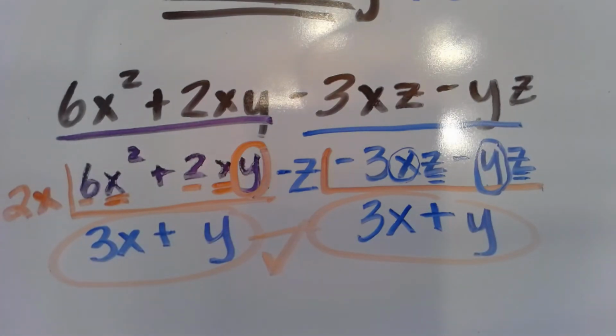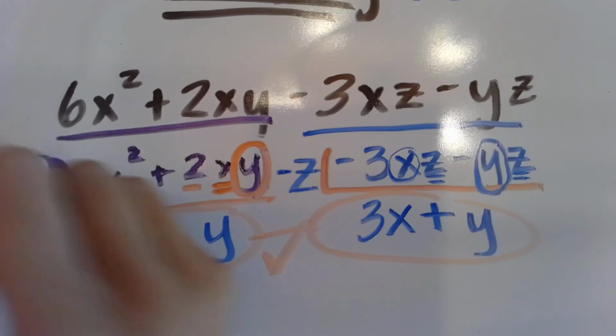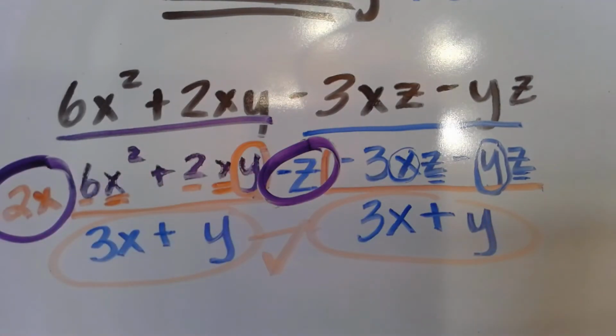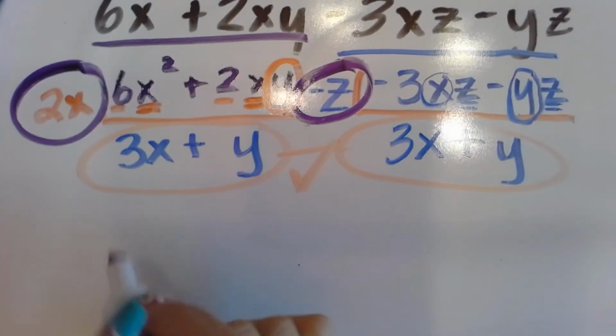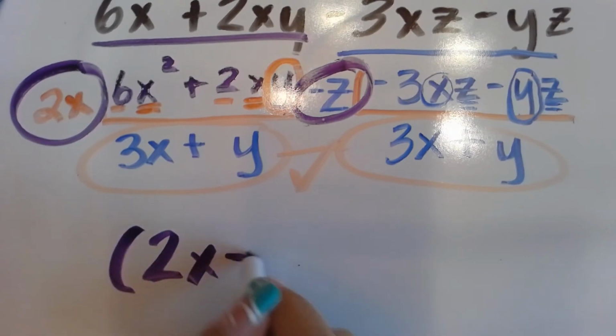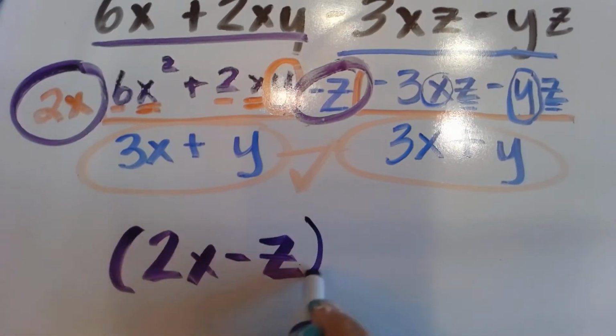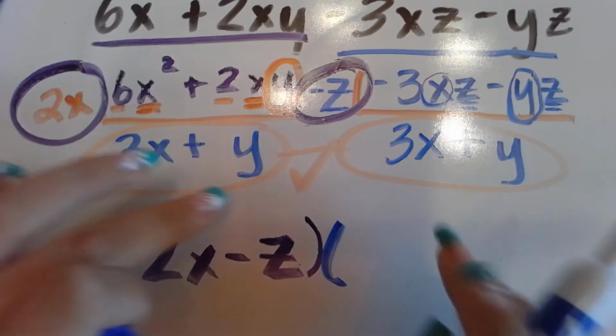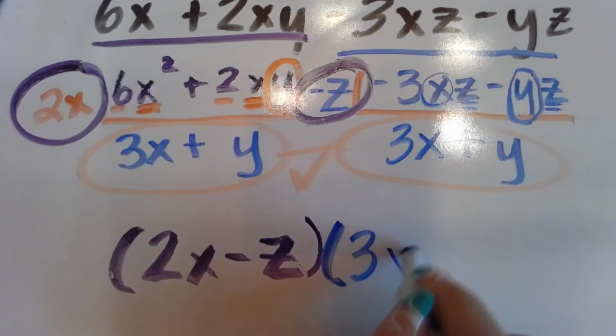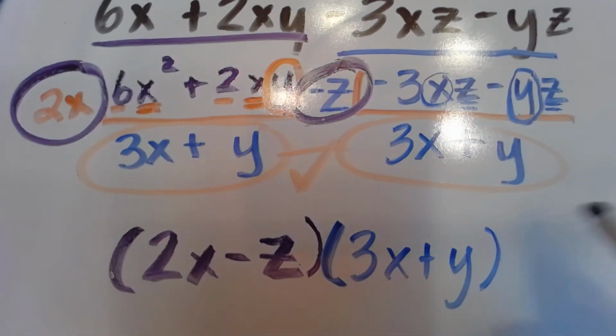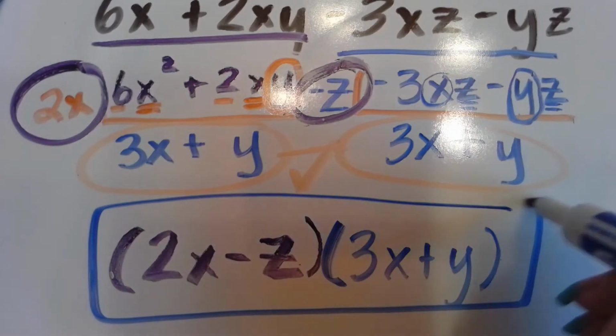So let's go ahead and write our final answer. We're going to take the two pieces that we pulled out and stick them together. So that's going to be 2x minus z, times the 3x plus y, okay? And that is your final answer.